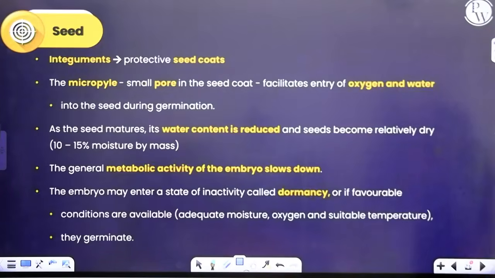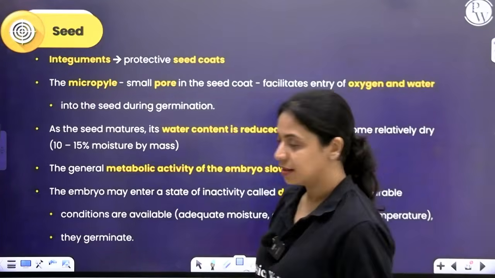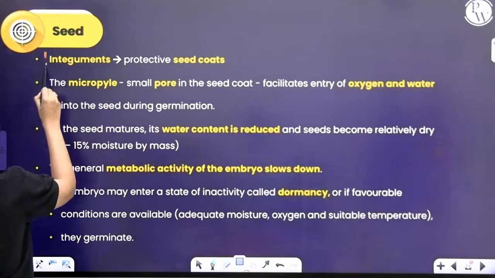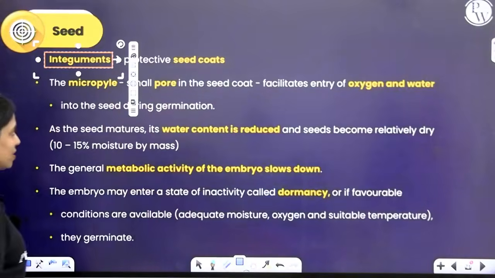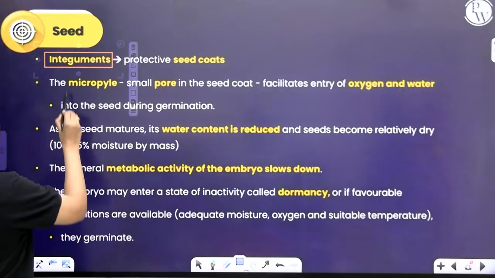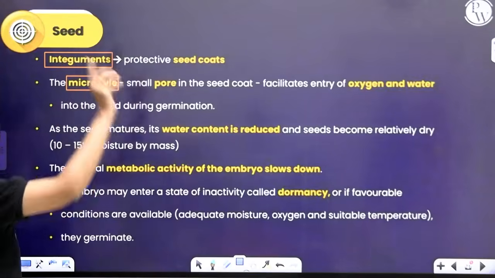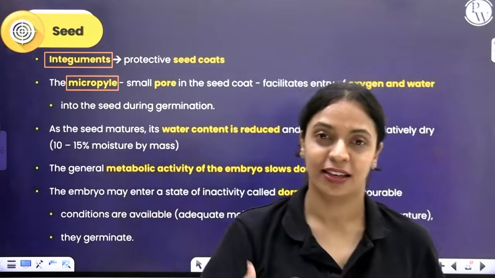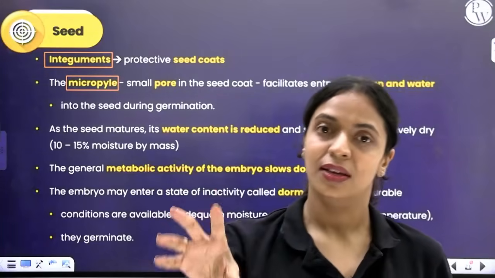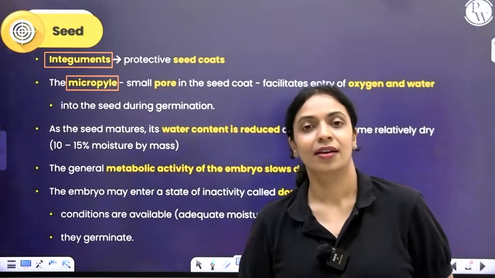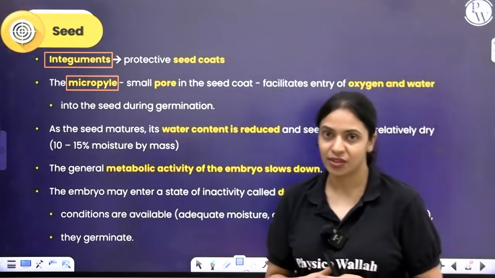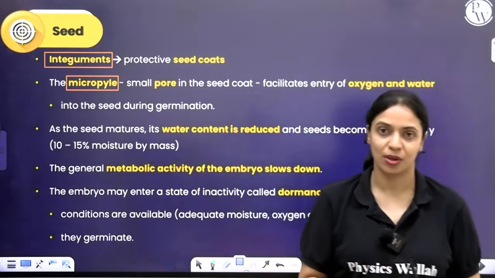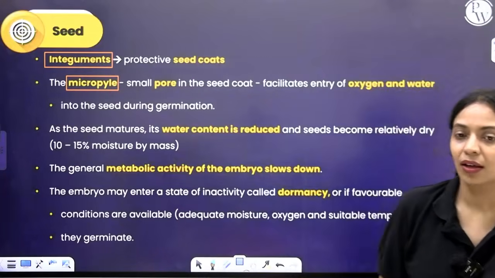All right. Now, in the seed, the integuments form protective seed coats. The micropyle will remain as it is. I showed you in a diagram before also. Because of the presence of the micropyle, whatever gases are required for respiration can enter the seed. And also during germination, water is required. Water can enter the seed during germination through this micropyle.